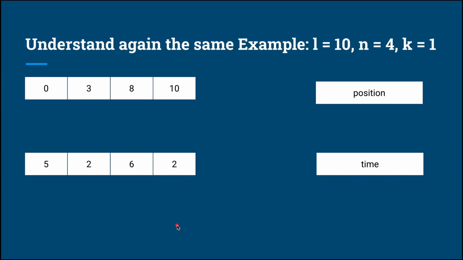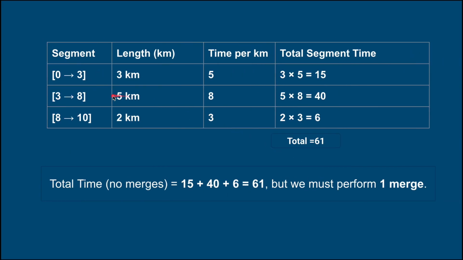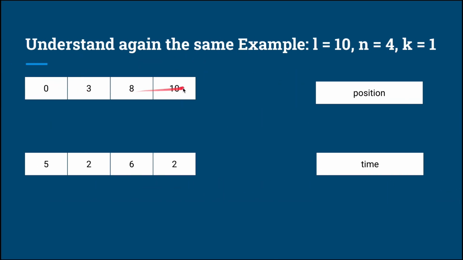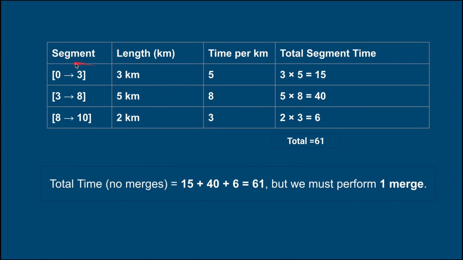So you understand this statement, right? Let's understand the example again. The example that we have been given has the position array 0, 3, 8 and 10, and the time array 5, 6, and so on. If you draw it in a table, these are the segments. See, we have 0, 3, 8, 10; these are the positions and these are the times. If you distribute the segments, the position array goes 0 to 3, then 8, then 10.